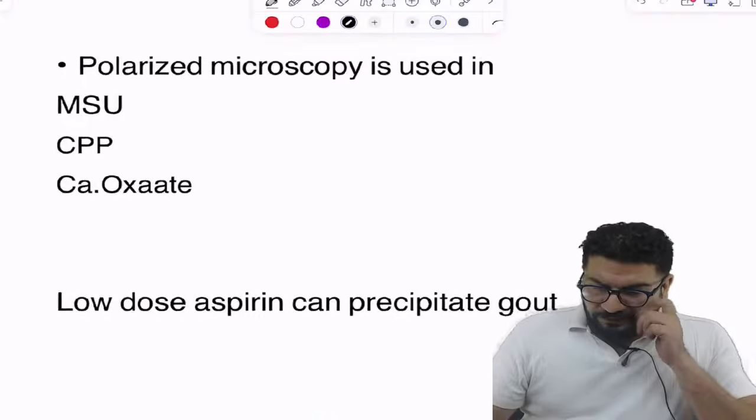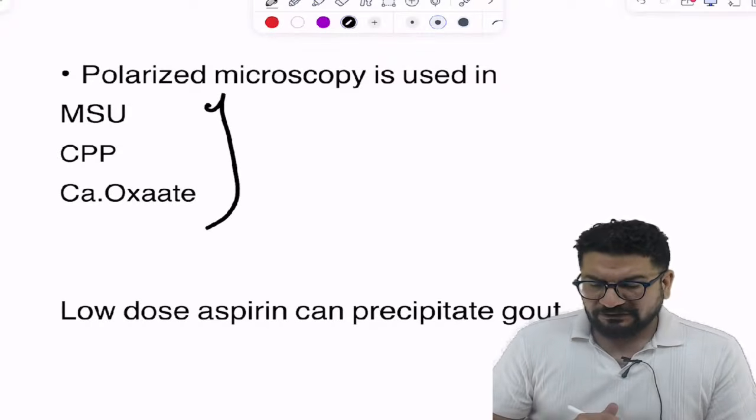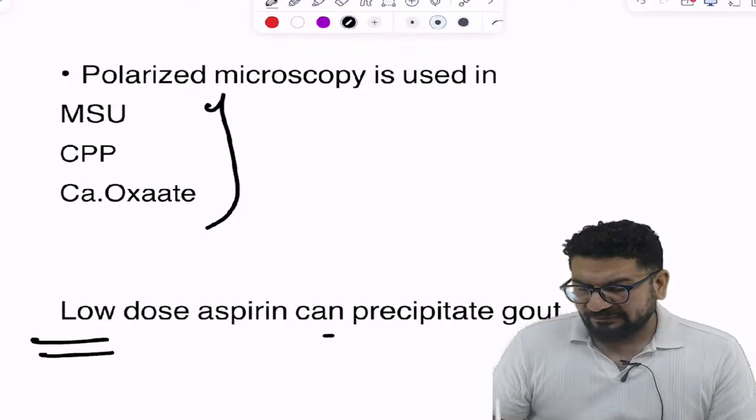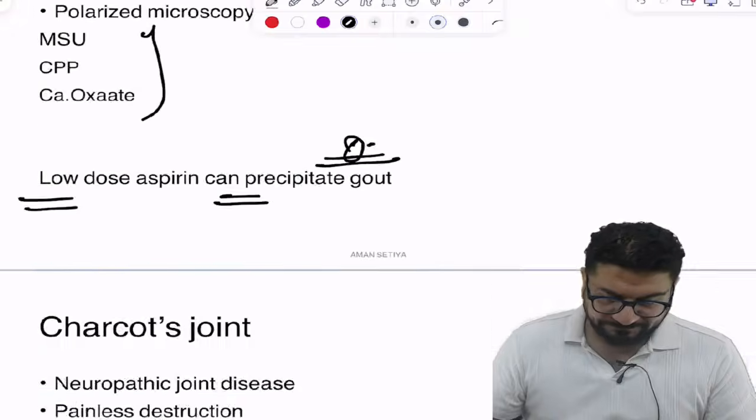Okay, now they ask you polarized microscopy is used for monosodium urate, calcium pyrophosphate and calcium oxalate crystals, and low dose aspirin can precipitate gout. Remember, high dose is protective. High dose will be protective.